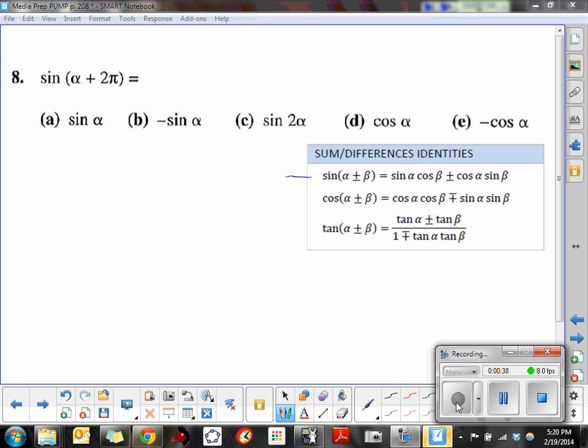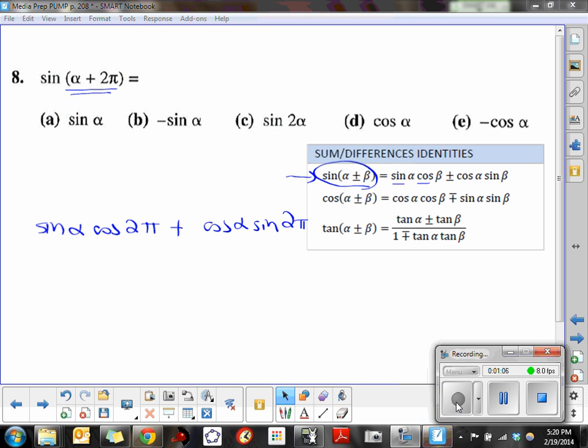Here's our identity. It says the sine of two angles added together is equal to the sine of the first angle, which is alpha, times the cosine of the second angle, which is 2 pi. I'm directly applying this identity here. Sine of the first, cosine of the second, plus, then we switch to the cosine of the first angle. The cosine of our first angle in this one is alpha, times the sine of the second angle, which is 2 pi. So that's applying the trig identity, which is called a sum identity.